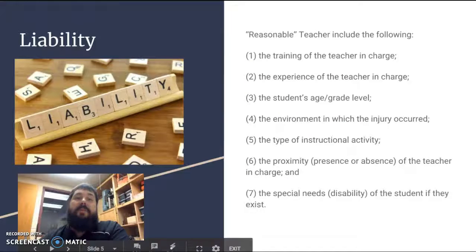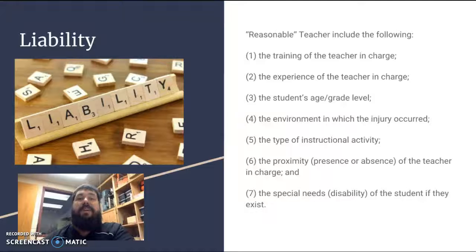When it comes to liability, what is reasonable for a teacher depends on the following: the training of the teacher in charge, the experience of the teacher in charge, the student's age or grade level, the environment in which the injury occurred, the type of instructional activity, the proximity and presence or absence of the teacher in charge, and the special needs or disability of the students.